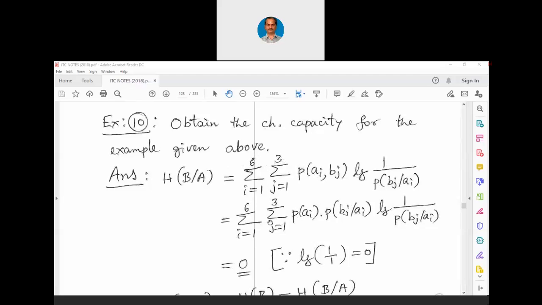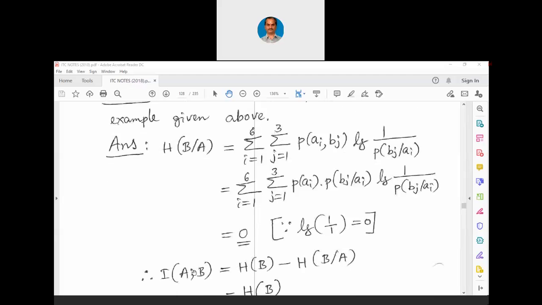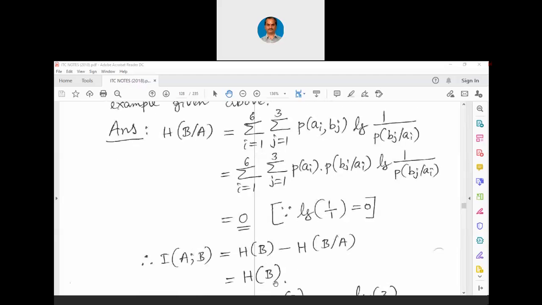We can again split it. Summation of i equals 1 to 6, summation of j equals 1 to 3, P(Ai) into P(Bj/Ai), log of 1 over P(Bj/Ai). Now in this case also it is 1 only, right? We have that unity only. So again we will get 0 only. Now mutual information I(A;B) equals H(B) minus H(B/A). This is equal to H(B), which means what?